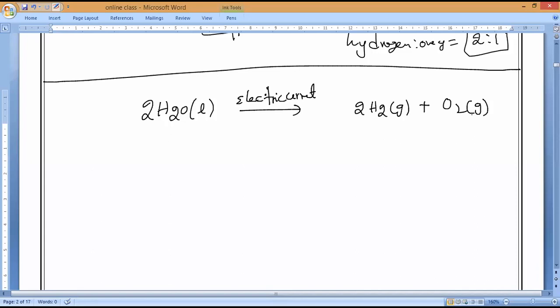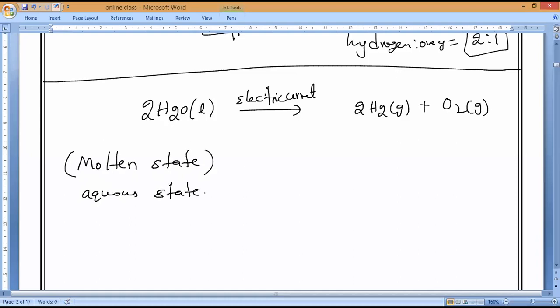Clear, guys? Any doubt? As I told you, when any kind of substance is dissolved in water, that state is called the aqueous state. Clear? Now all of you should remember, in the same way in the electrolysis process, if a substance is in liquid state, that is what we call the molten state. Molten state. Is it okay, everybody? Clear?